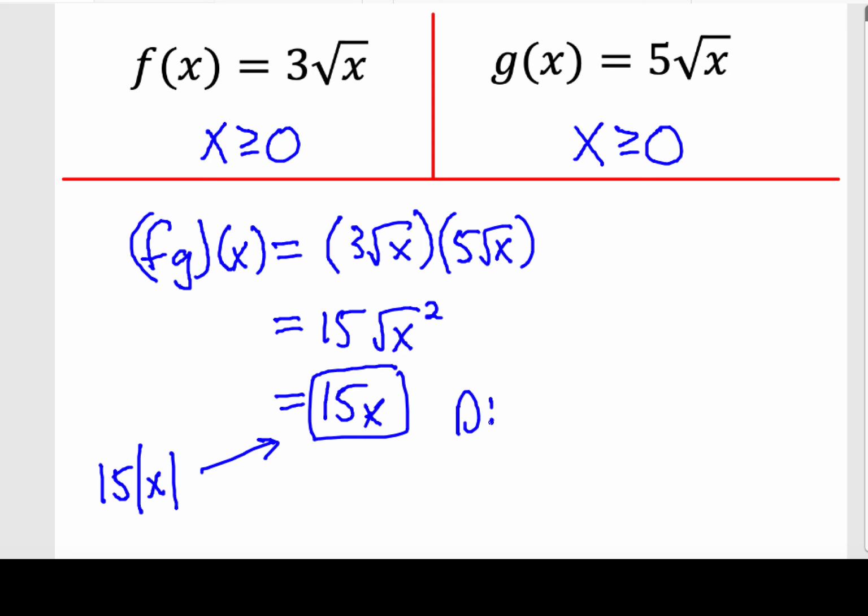The key though is when we go to find the domain, we can't ignore the fact that at the beginning, we couldn't use negative numbers. So even though for 15x, I could plug whatever I want in there, 15 times any real number is going to be a real answer, because the original two functions couldn't have negative numbers, the domain of my new function is also that we can't use negative numbers. Basically, we're going to have to say from 0 to infinity. We can only use 0 and up because of those initial square roots, because of the functions f of x and g of x when they started.